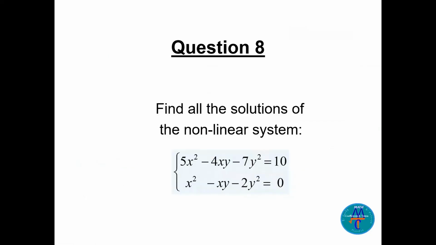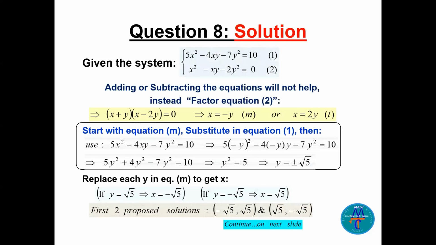Now, question number 8, find all the solutions of the nonlinear system: 5x squared minus 4xy minus 7y squared is equal to 10, and then the second equation, x squared minus xy minus 2y squared is equal to 0. It's not an easy system here. Sometimes we add the equations or subtract the equations to get an easier equation, but in this case, it will not work because we have so many different numbers.